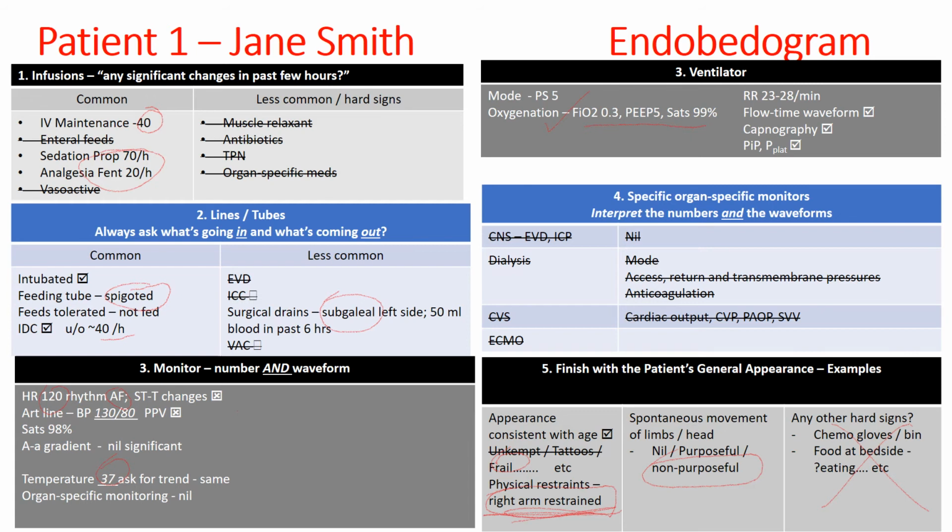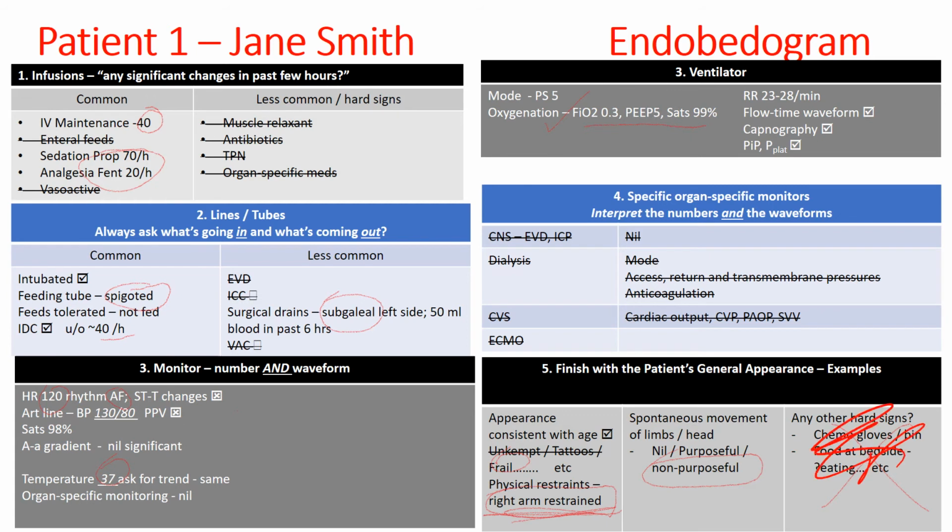Then you notice something interesting. The right arm is restrained, but the left arm is not restrained. That's a hard sign. Why have they restrained the right arm? And she's also having non-purposeful movement of the right upper limb. So what does that tell you? The left arm is not moving. So this tells you that she has paralysis, potentially paralysis of the left half of her body, left hemiplegia.